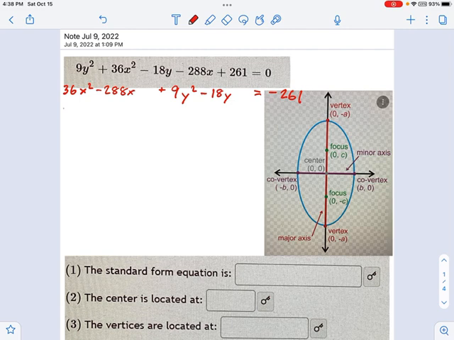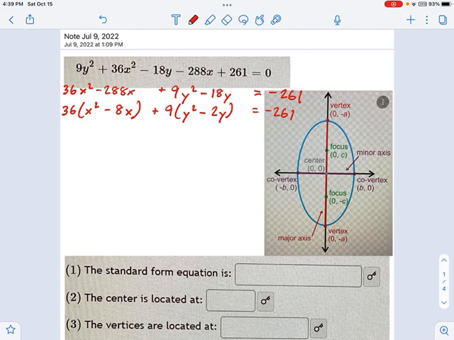So GCFs first. Pull out the 36. That leaves you with x squared minus 8x. And then we pull out a 9 as the GCF from the y's. So that leaves us with y squared minus 2y. We still have our negative 261 over here. And now's the first hurdle. I have to complete the square for each of these groups of x's and y's.